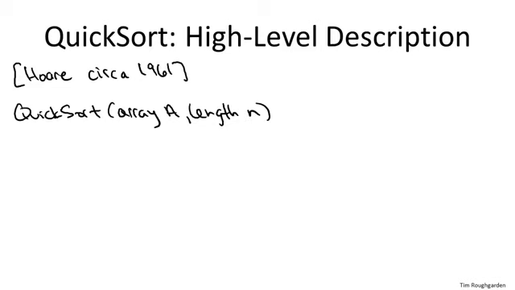So just like in merge sort, this is going to be a divide and conquer algorithm. So it takes an array of some length n, and if it's an array of length one, it's already sorted, and that's the base case, and we can return. Otherwise, we're going to have two recursive calls.